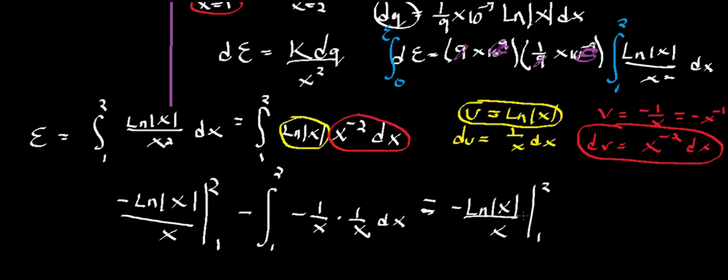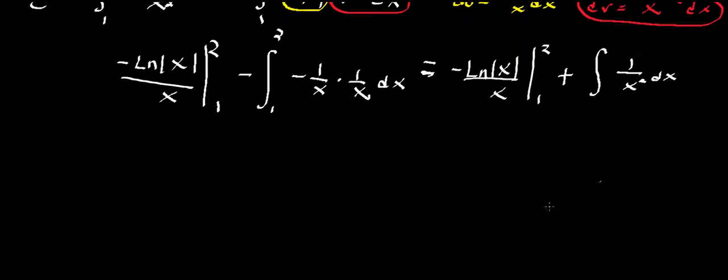I'm not going to try and solve this, because think about it: if you take the natural log of 1, you get 0, but natural log of 2 is some strange number. It's more worth your time to see how you would set up the integral, not how you calculate this. So I'm not going to solve that. But in any case, you would subtract off the integral. The minus signs cancel to a positive, so this is going to be plus the integral of 1 over x squared dx.